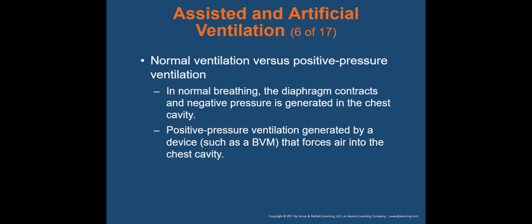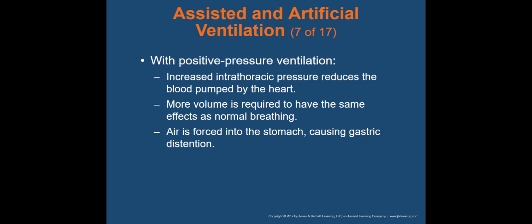In normal breathing, remember we have a negative pressure, the diaphragm contracts and pulls air into the chest cavity. Positive pressure ventilation, on the other hand, generated by a device, forces air into the chest cavity. With positive pressure ventilation, you also have increased intrathoracic pressure. Because of that increased intrathoracic pressure, remember those organs in the mediastinum, right? So you have the heart and the great vessels. The pressure increases in the chest. That's going to compress the heart and the great vessels, which can actually reduce the amount of blood that's returning to the heart, which will then reduce the amount of blood that's being pumped out of the heart.